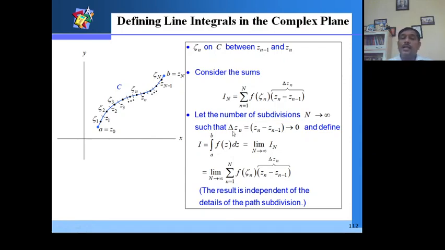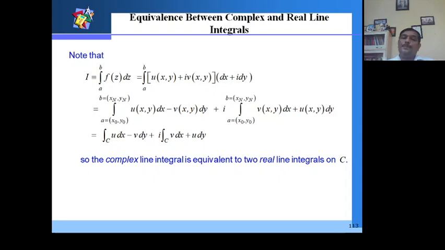Let the number of subdivisions N tend to infinity such that delta n tends to 0, that is, z n minus z n minus 1 tends to 0, and define the line integral I equal to the integral from A to B of f of z dz. That is the same as the limit as N tends to infinity of I N, which is the limit of the summation, with n running from 1 to N, of f of xi n times delta z n, where delta z n is z n minus z n minus 1. The result is independent of the details of the path subdivision.